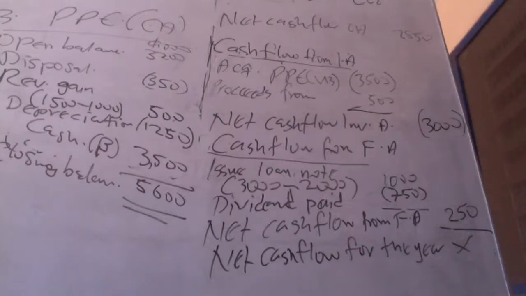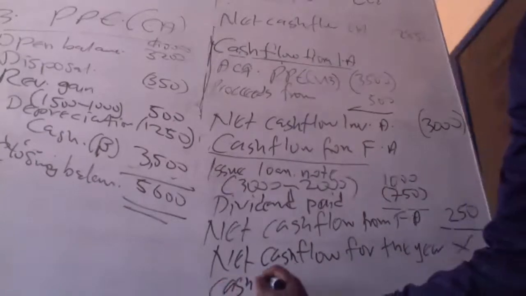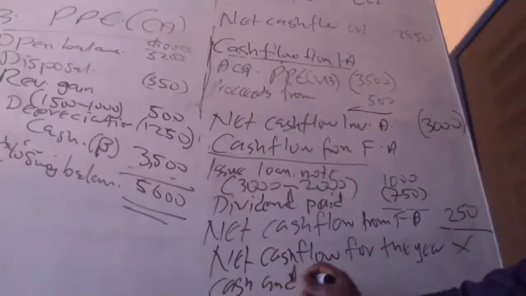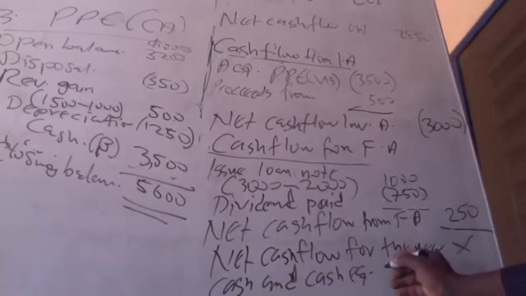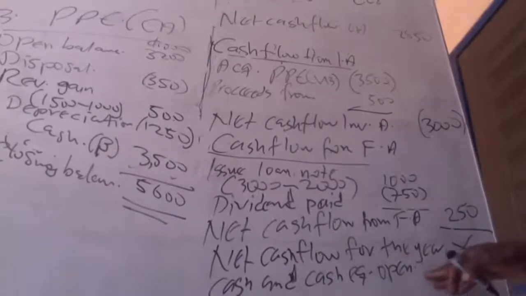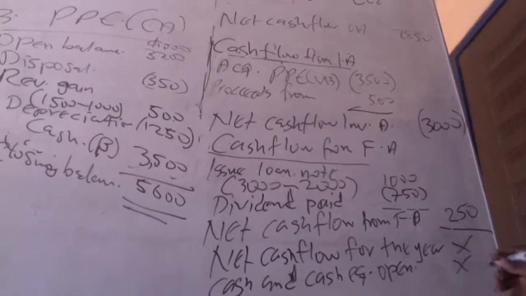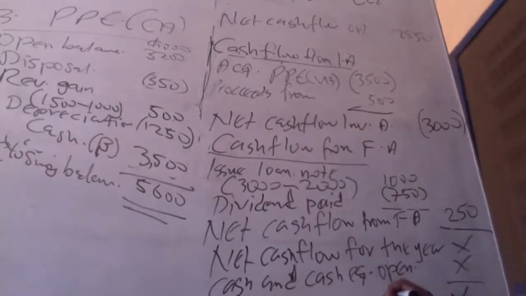So where there's good news, what do you do? Say cash and cash equivalent at the start of the year, the open balance. You can write open balance here or at the start of the year, so much. When you put this figure together, it will give you the cash and cash equivalent at the end. So cash and cash equivalent at what? At the end. That's the closing balance.